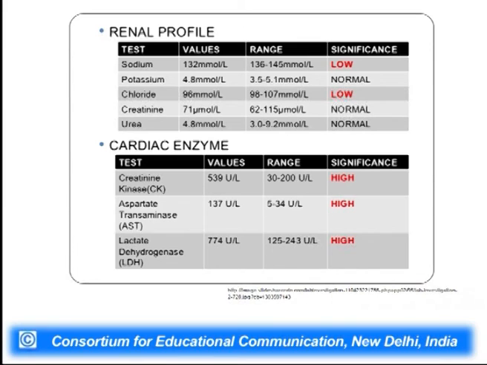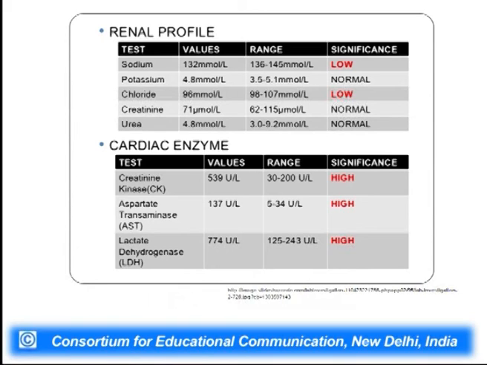A few of the reports are shown over here, a few of the values are shown over here. The red marked values are generally the low or the high values, while the normal values are shown in a normal color. So this is how the report comes up when we go for a blood test.